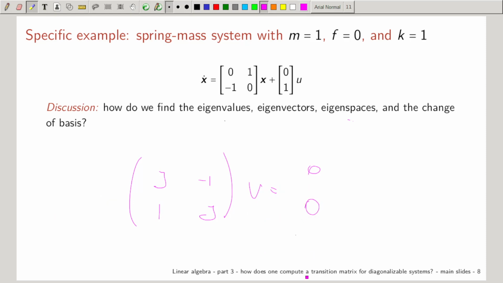This one, will it be real? For sure not. Do you see it? Find that v. Find v1, v2, such that we get 0, 0.